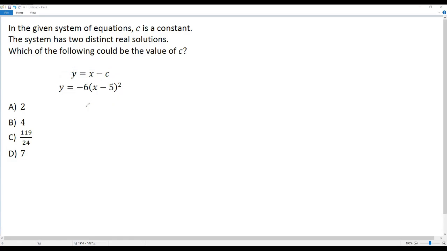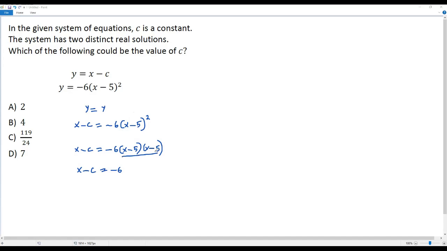For that, we have to set y equals y. For the y on the left side, consider the expression in the first equation, that is x minus c. And for y on the right side, consider the expression in the second equation, that is negative 6 times (x minus 5), the whole square. Okay, x minus c equals negative 6 times. To expand the square of the binomial, we can write this as (x minus 5) times (x minus 5).